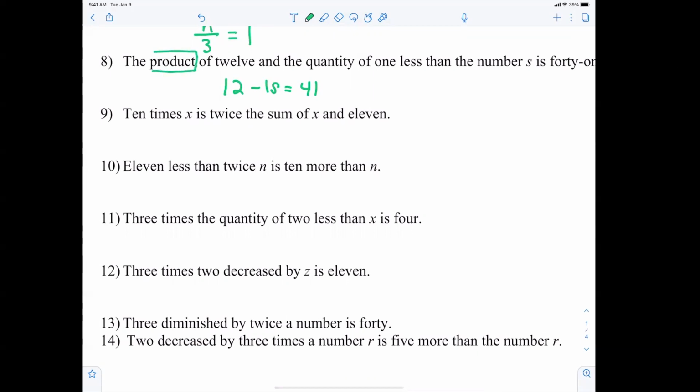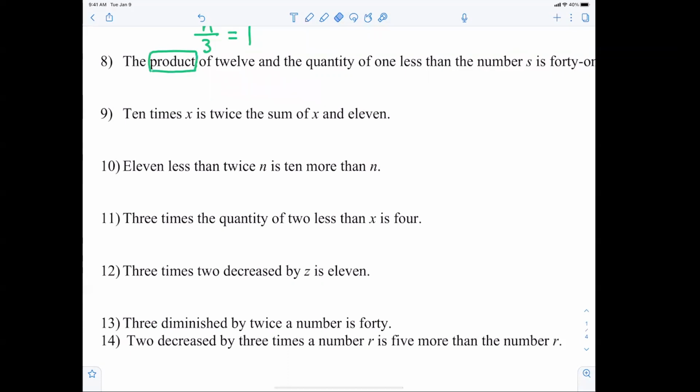What does product mean? No. Product means what? Now you need to write down in your notes, product means multiplication. Just like more than means addition, less than means subtraction. Product means multiply. You got to know those key words. That's an issue. So again, what does product mean?